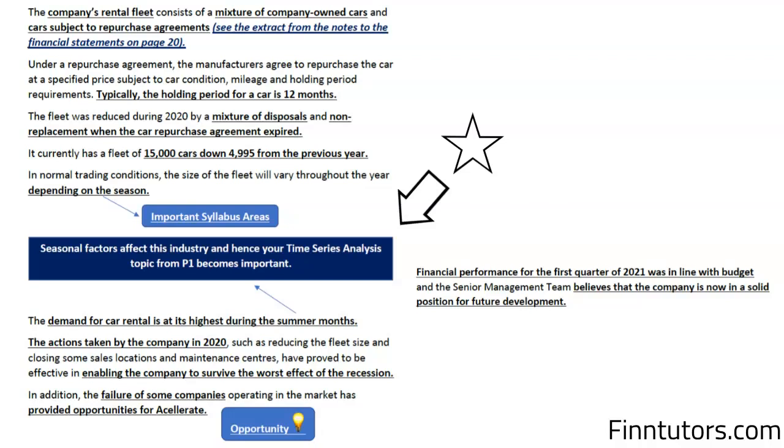Keep this in mind. Moving on, financial performance for the first quarter of 2021 was in line with the budget, and the senior management team believes that the company is now in a solid position for future development. The worst is behind us. Your first quarter performance was good, in line with what was projected, and moving forward, you have a solid background. So keep this in mind.